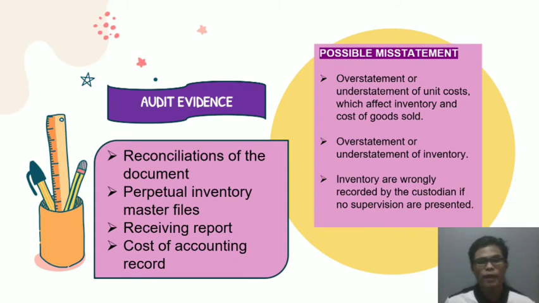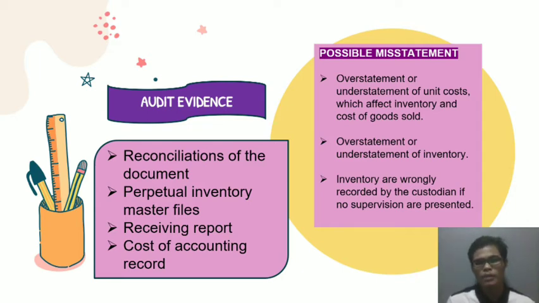Last but not least is the audit evidence for the accuracy assertion. The audit evidence involved is reconciliation of the documents, perpetual inventory master file, receiving report, and also cost accounting record. And for possible misstatement, management assertion will be misstated if they do not correctly record or count the inventory in a proper manner.